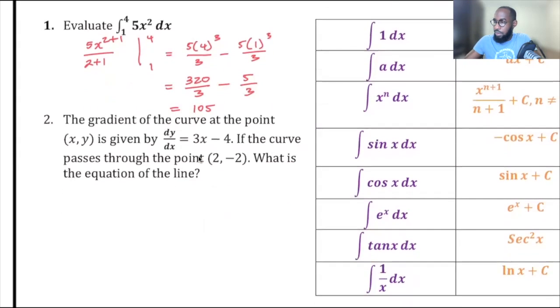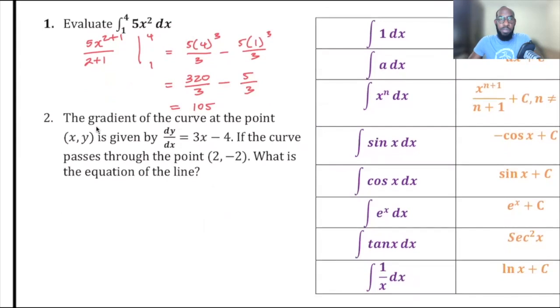So this question here: the gradient of the curve at the point x, y is given by dy/dx. So dy/dx is the gradient of the curve. dy/dx is 3x minus 4. The curve passes through (2, negative 2), so this is x and y. What is the equation of the line? So find the equation of the line, and they give you this.